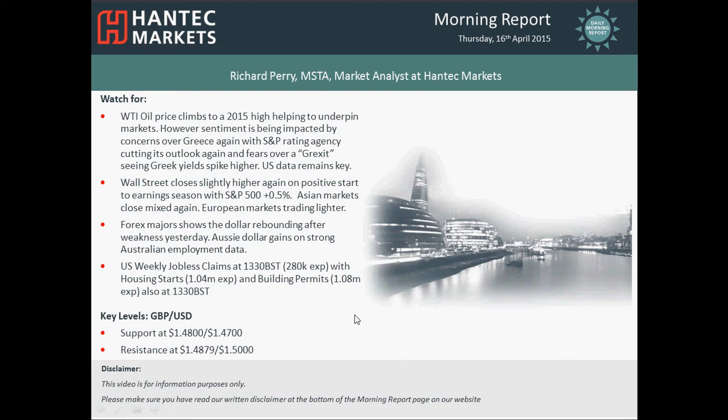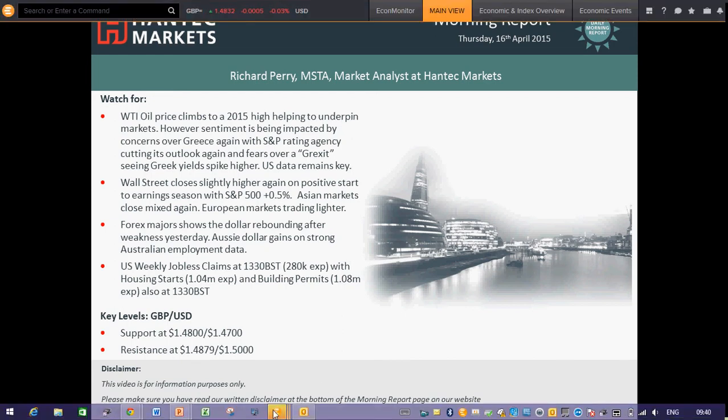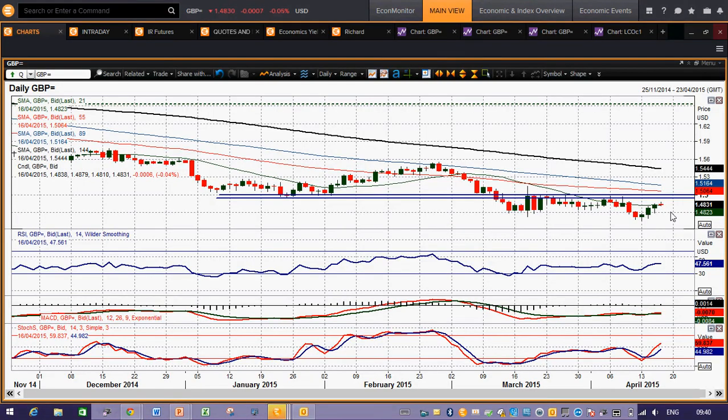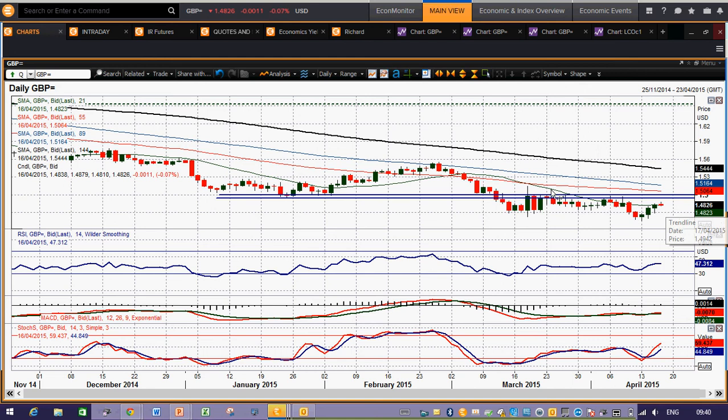Moving on to cable now, sterling dollar. The near-term rally that we've got is slightly more advanced than the euro dollar rally, but I think it's the same sort of situation. I still think it's just a rally that's going to be sold into. You've still got this big overriding overhead resistance between 149.50 and 150 big figure that continuously capped the gains through late March and early April, and I think that could once again be the case.